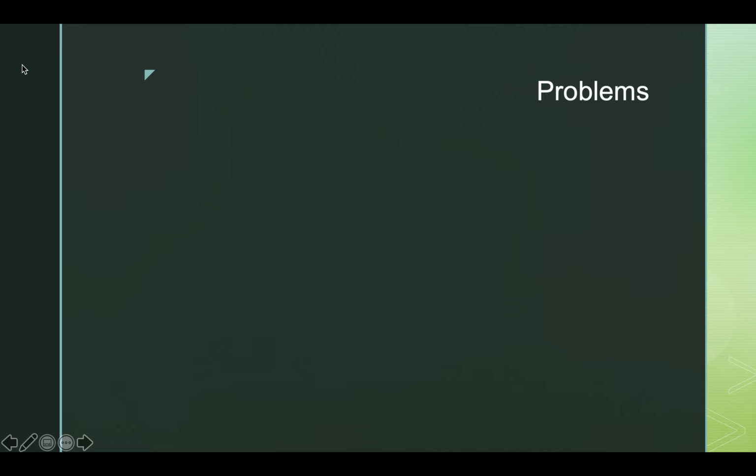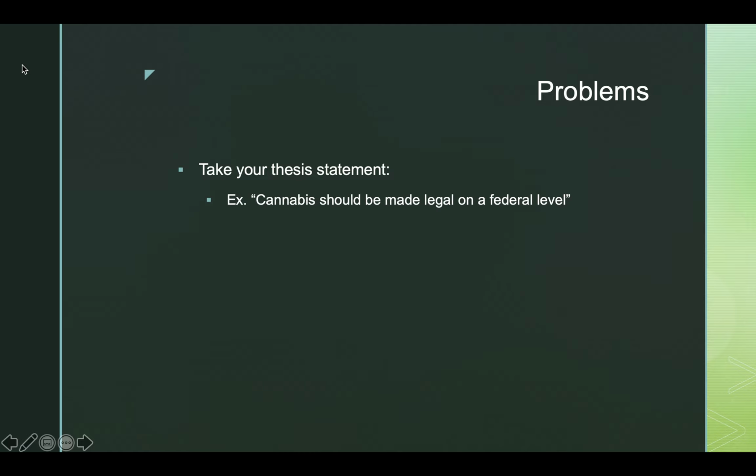one of the types of organizational structures is problems, causes, solutions. Main point 1 is problems, main point 2 is causes, main point 3 is solutions. So if we start with the very first main point, which is problems, you're going to want to take your thesis statement. So what is it you're trying to persuade us as your audience about? And I'll give you the example that I've heard many times in many speech or Com 101 classes, that cannabis should be made legal on a federal level.